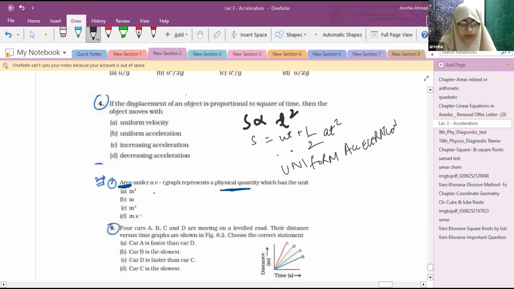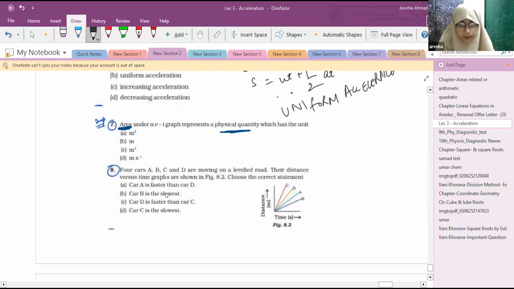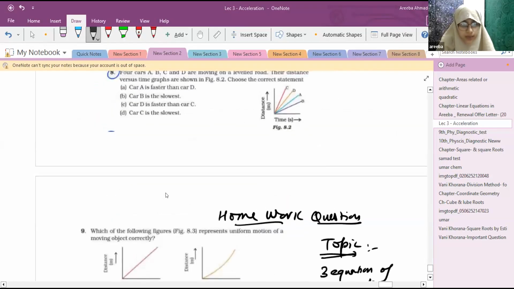So the seventh one is a very direct question. I've told you meter has the unit meter because it shows us distance or displacement, right? Perfect. Chalo, next one.